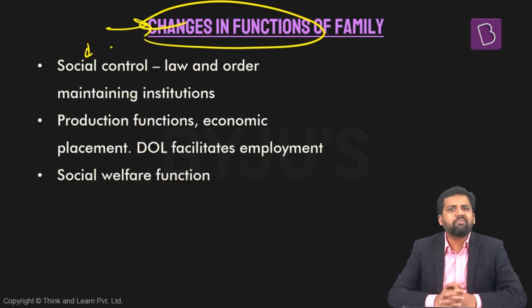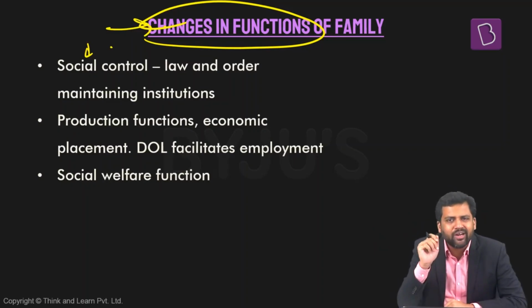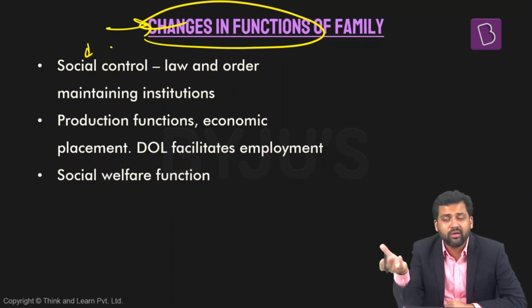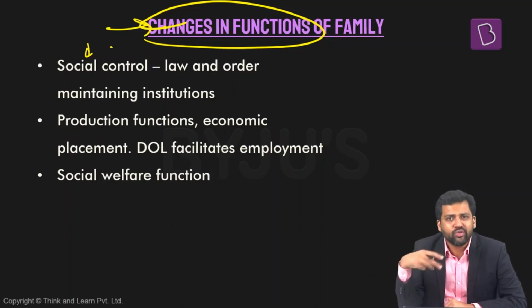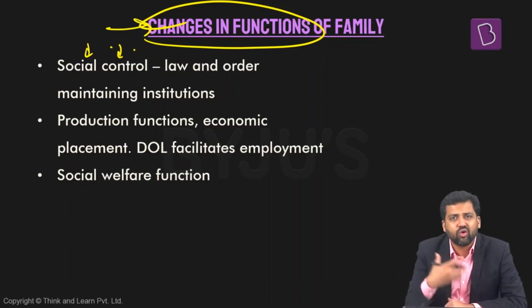One thing we mentioned was family plays a role in social control. Family plays a role when it comes to protecting its members, the protective function. But the role of family when it comes to social control has actually gone down. Now we have modern nation states. You have law and order mechanisms, police, judiciary. So police, judiciary, rule of law, these are the things which are ensuring protection. So when it comes to social control, the role of family has actually gone down.